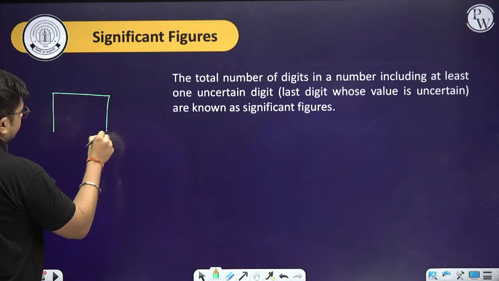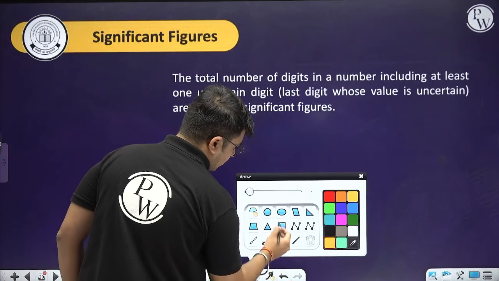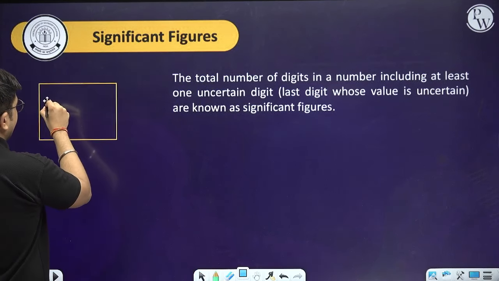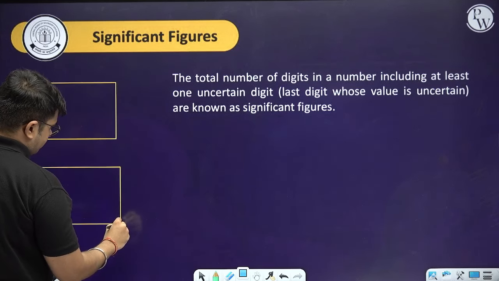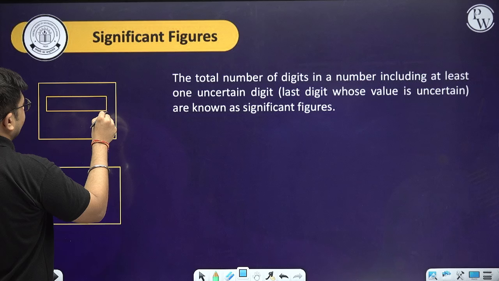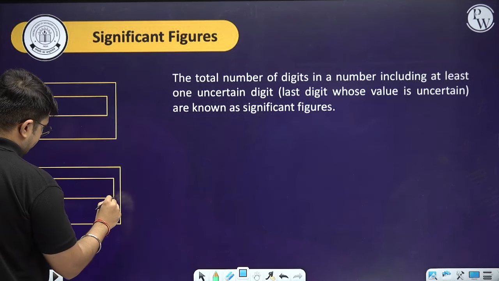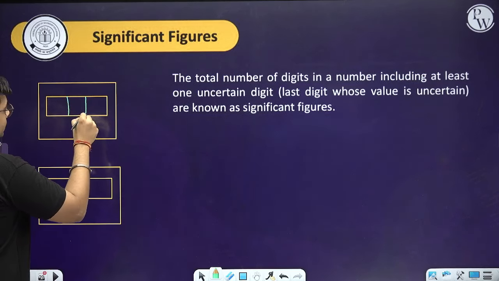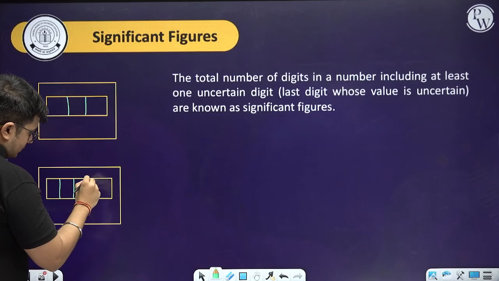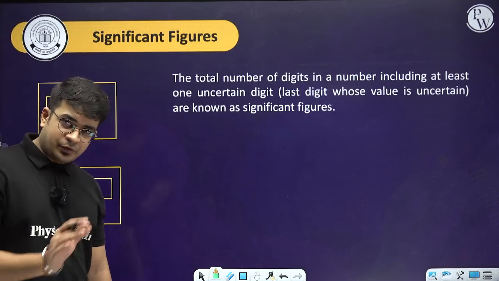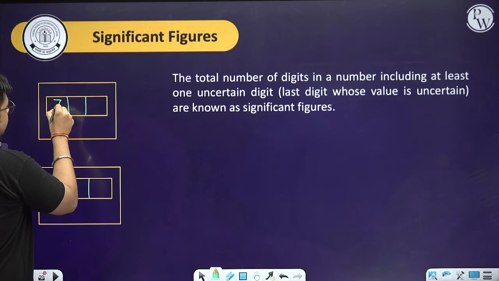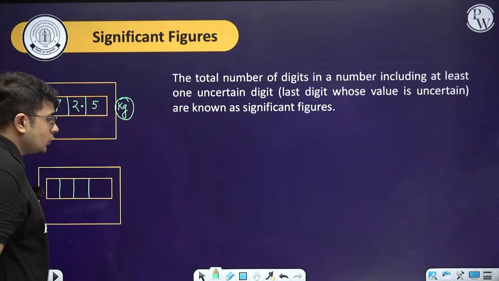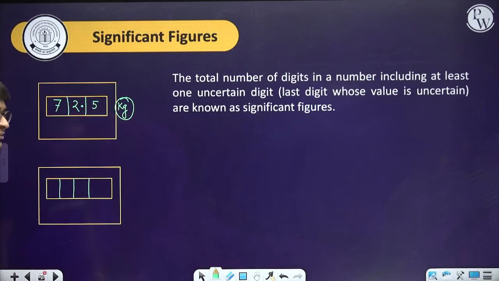Let's say I have 2 weighing machines. In the first machine, when I am weighing my weight, it is coming out as 72.5 kilogram, let's say. Although my weight is not 72.5, definitely it can be 82.5, but I am not sure.